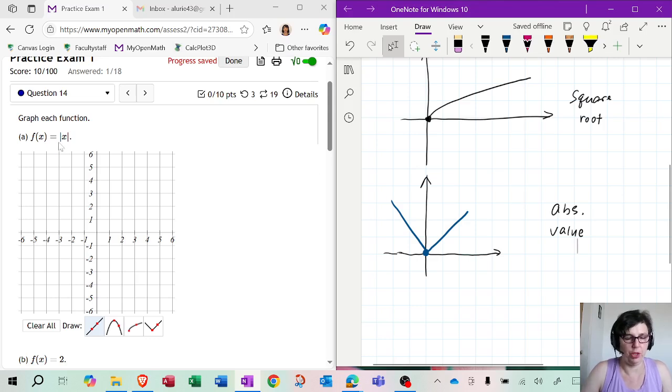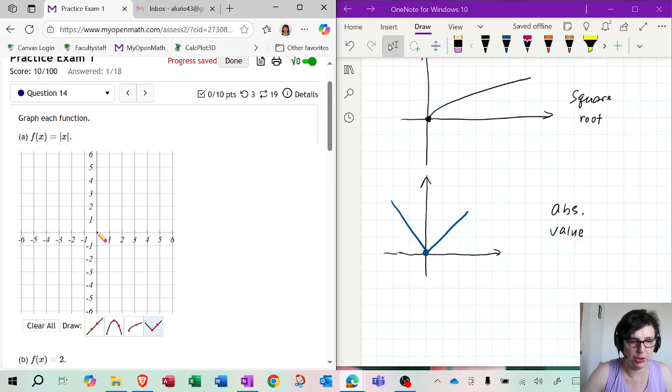So for the first question, it's absolute value of x. So I'm going to go to this option. And absolute value of x has the corresponding vertex, or whatever you want to call it, at 0, 0. And it also goes through 1, 1. And that's about it. That's really all you have to do. So just indicate the vertex, indicate one more point, and that's 1, 1.